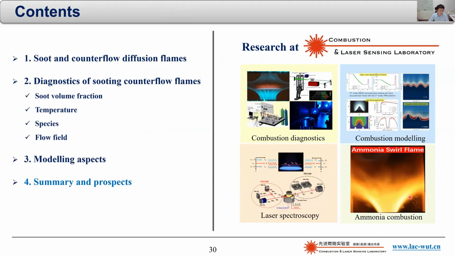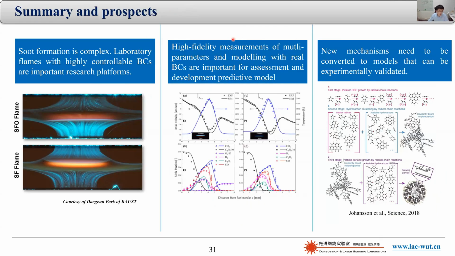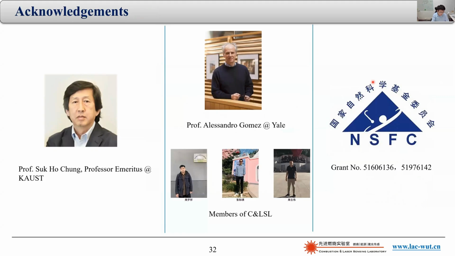Okay. So lastly, as a general remark, I would say that we know soot formation is quite complex, and I believe laboratory flames with highly controlled boundary conditions are important research platforms. And high-fidelity measurements of multiple parameters and modeling with real boundary conditions are important for assessment and development of predictive models. And also, if there are any new mechanisms that describe soot formation, they should be converted to models that can be experimentally validated. Okay, so that's all for my presentation today.